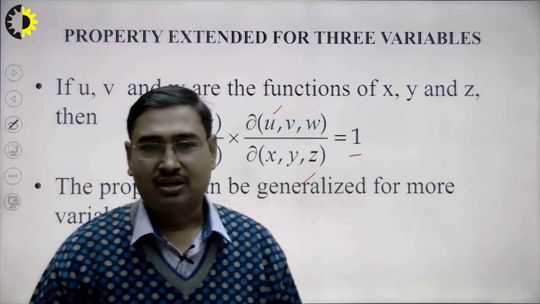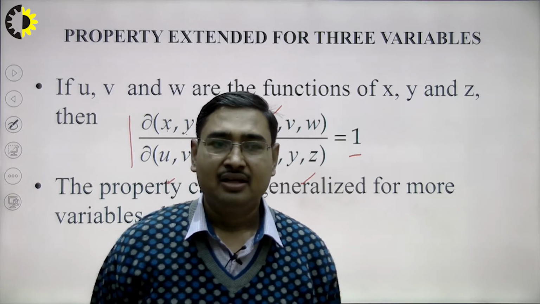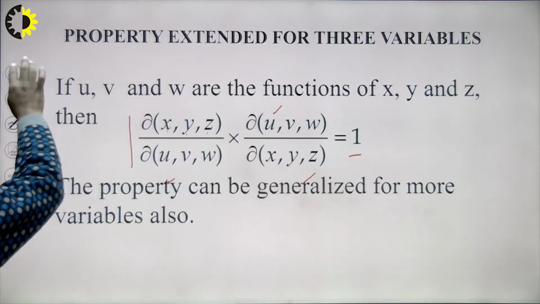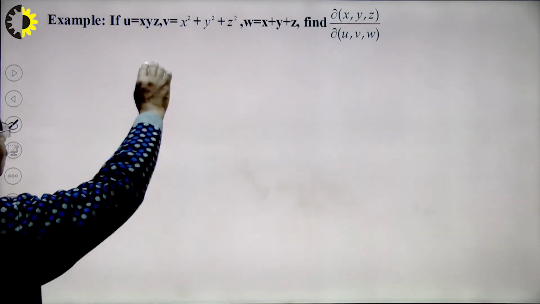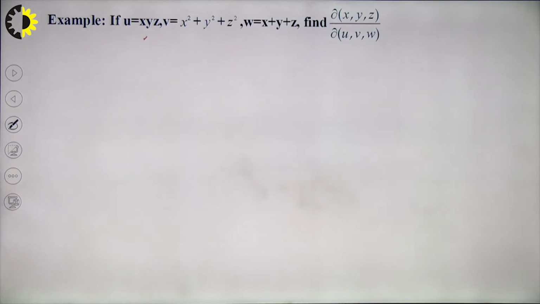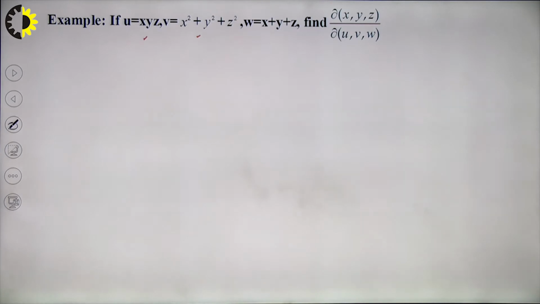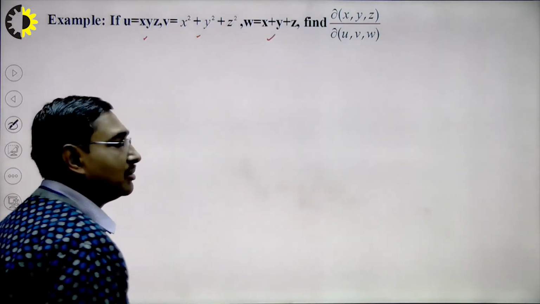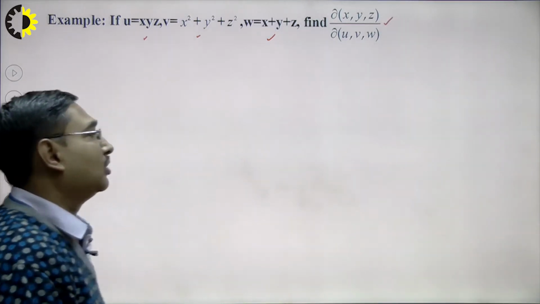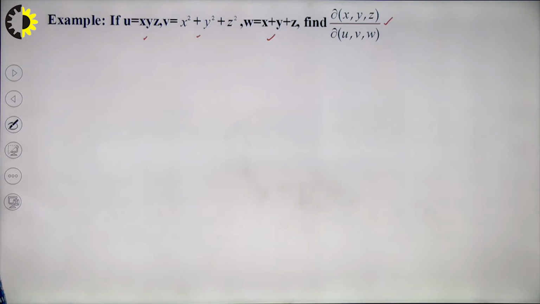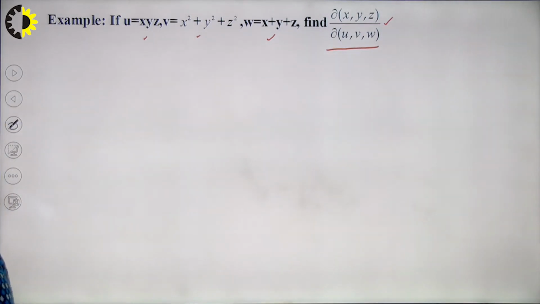Now, in this lecture we are going to understand the application of this property in finding a Jacobian, and for this we shall take an example. The example says, if u equals xyz, v equals x square plus y square plus z square, and w is x plus y plus z, find this Jacobian ∂(x,y,z)/∂(u,v,w). Here this Jacobian is required.